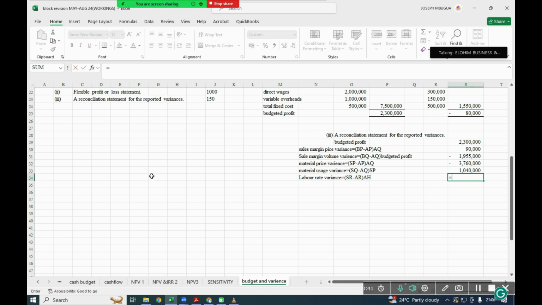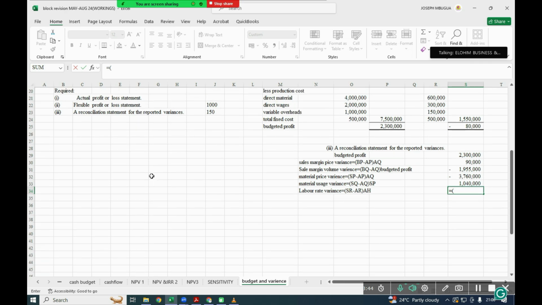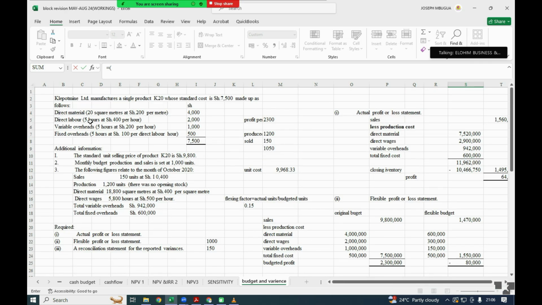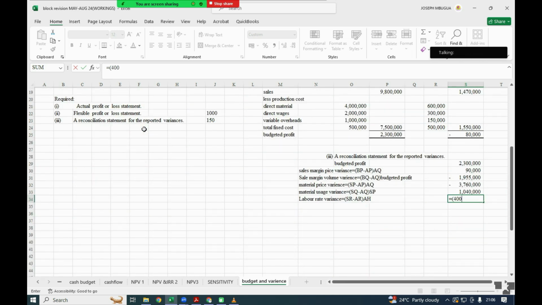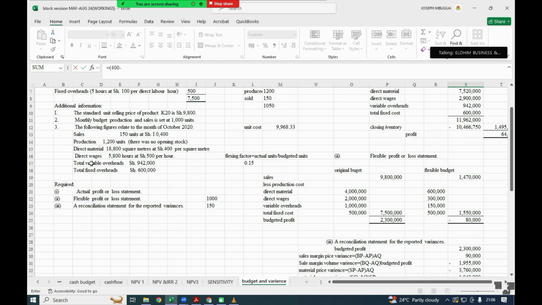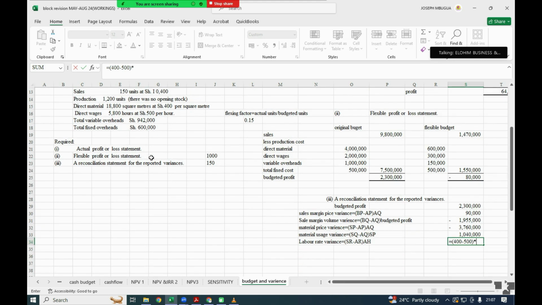And you'll find that the standard rate, we had budgeted to pay direct labor 400 per hour. That is what we had budgeted, 400 per hour. But the actual that we used here was 500 per hour. So we paid more than what we had budgeted, and we multiplied by the actual hours. The actual direct wages, actual hours were 5,800. So you get an adverse variance of 580.